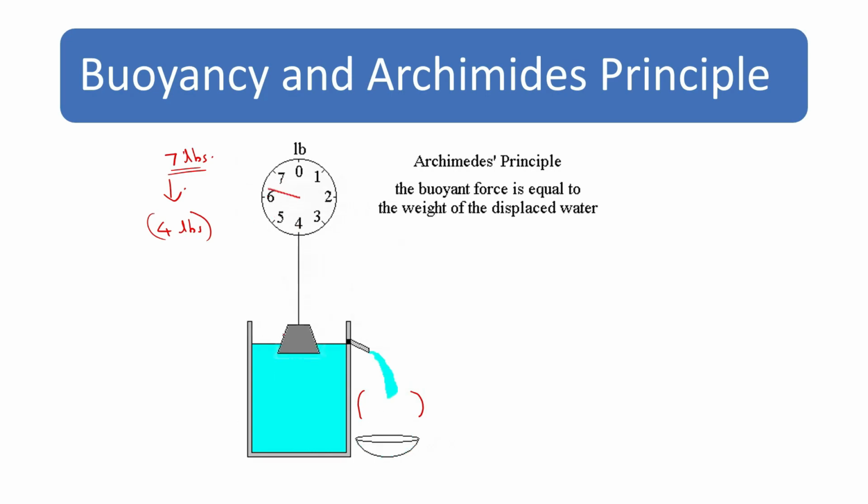So here you can see that when the weight is dipped, the weight measured is reduced to 4 pounds. That means a 3 pound force is acting upward, which is the buoyant force. The weight is reduced because of the buoyant force. There is gravitational force and there is an upward buoyant force which is equal to the weight of the fluid displaced, that is 3 pounds of water. So this is the concept of buoyancy, and Archimedes principle is used to find the buoyant force.